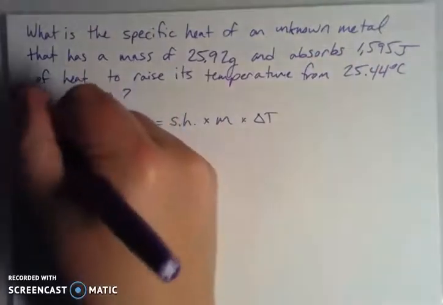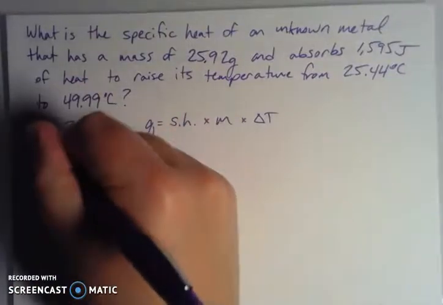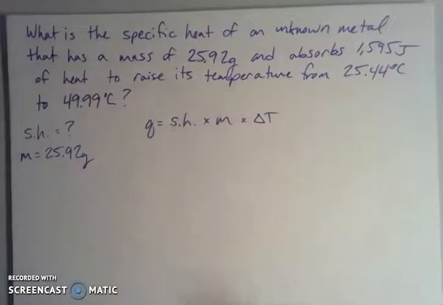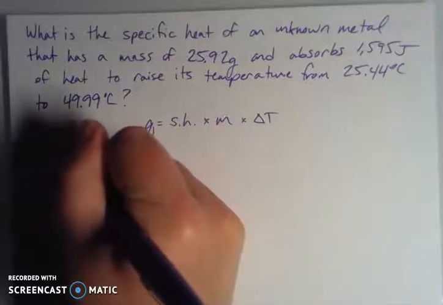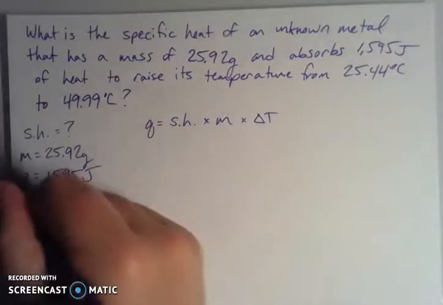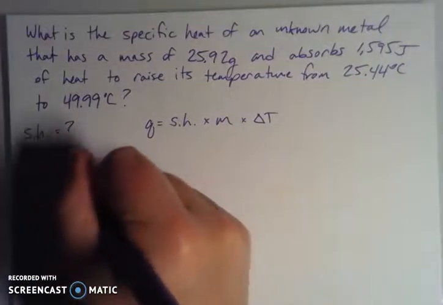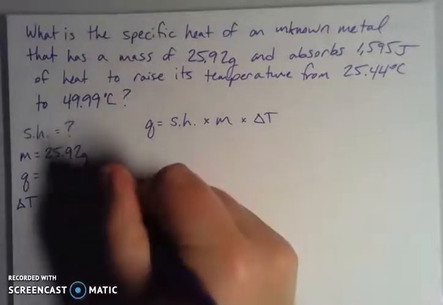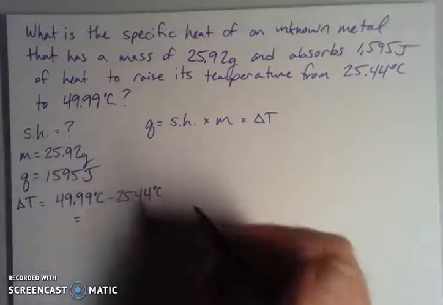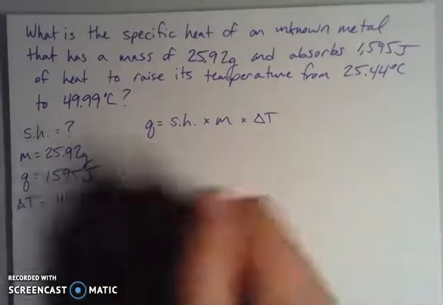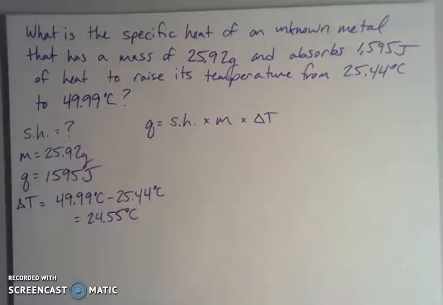So we're looking for specific heat. That's my unknown. My mass is given here, 25.92. My Q, the amount of heat that I'm absorbing, is 1595 joules. And then my delta T: I'm raising the temperature, so my final is larger than my initial. 49.99 minus 25.44 degrees Celsius, which is 24.55.